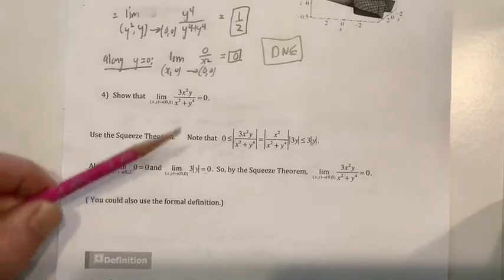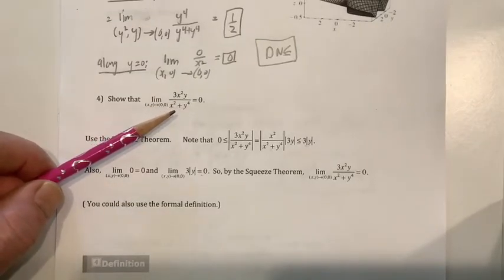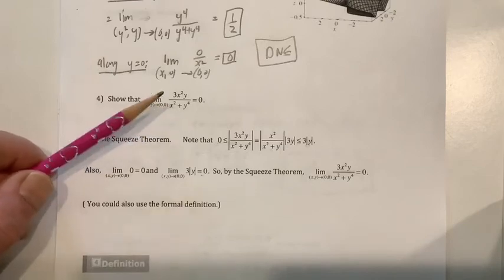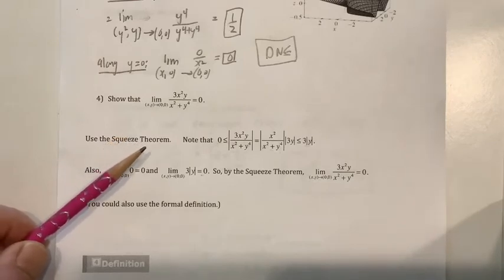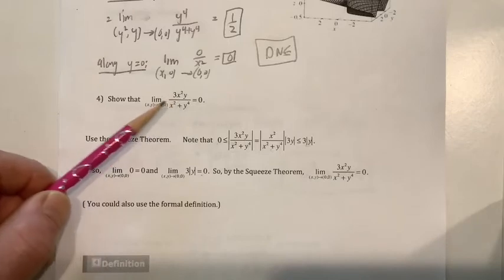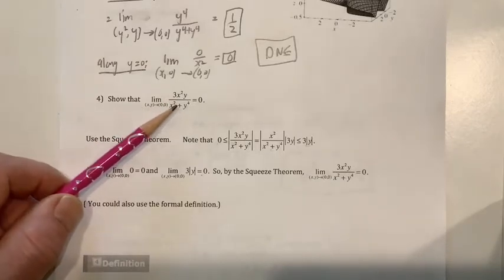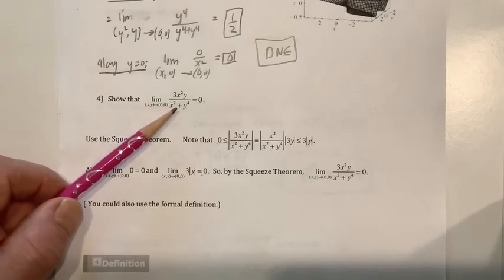First of all, if you don't know if it exists or not, you should probably try several paths. And if you're getting the same value for your function value, for the limit, then you might think that perhaps it does. The squeeze theorem is a nice choice for certain problems. I'm going to show that the absolute value of this is getting close to 0 as (x,y) gets close to (0,0). And since the absolute value gets close to 0, the function gets close to 0 as well.